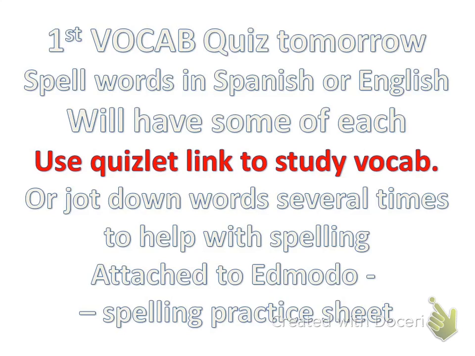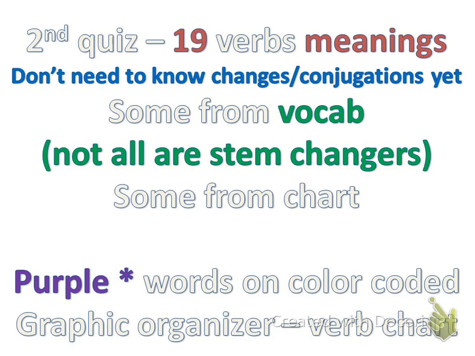Sometimes it helps to jot down the words a lot of times, repeatedly, so that you remember how to spell them. But I also attached to your Edmodo a spelling practice sheet that might help you as well. The second quiz is where the chart comes in. And if you want to star all those verbs, I put them in purple on the chart that I'll show you again here in just a second.